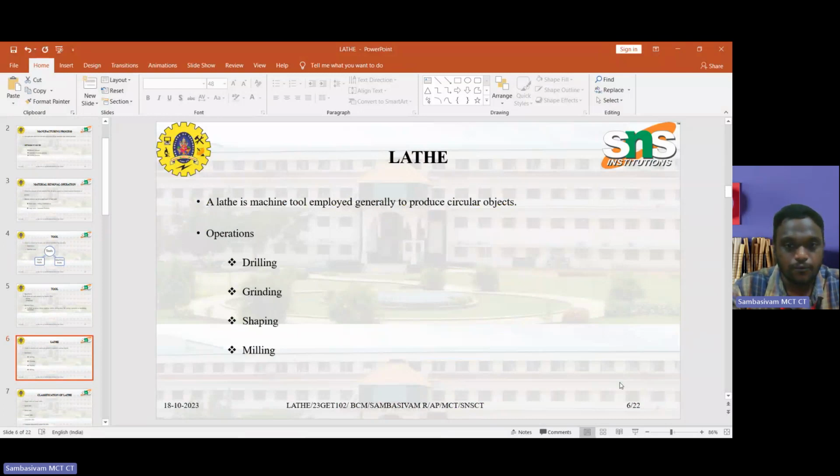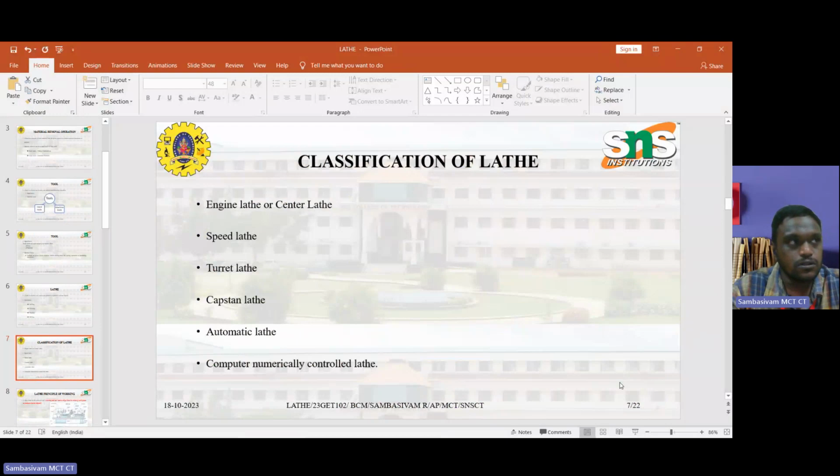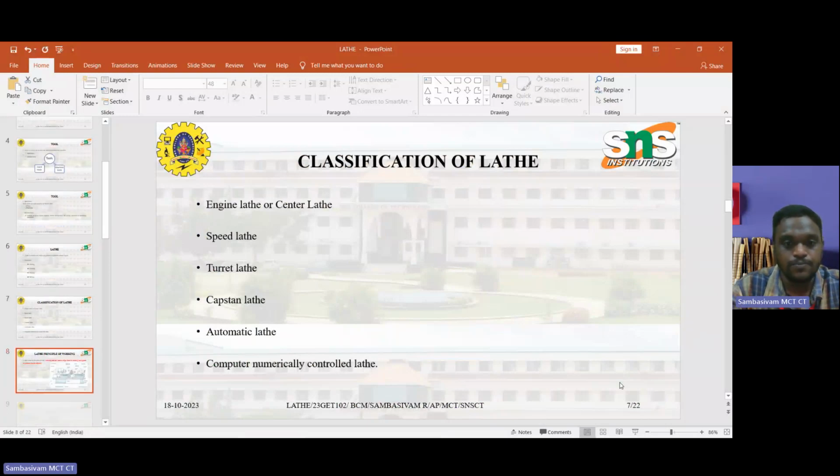So here comes the lathe. A lathe is a machine tool employed generally to produce circular objects. Operations like drilling, grinding, turning, shaping, milling, and drilling can be done using it. The classification of lathes is normally divided into six categories. First is the center lathe or engine lathe. Then the capstan lathe, turret lathe, automatic lathe, and finally the CNC lathe, the computer numerical control lathe.